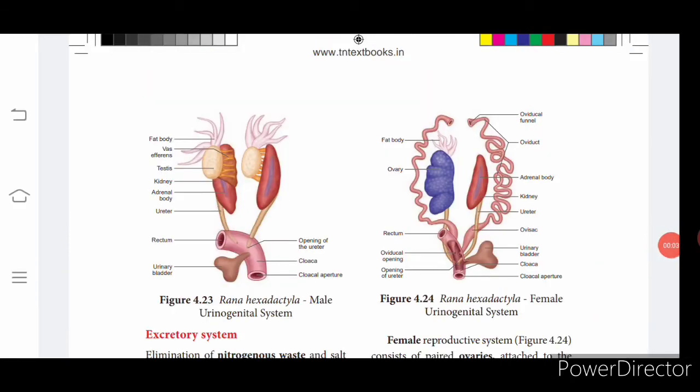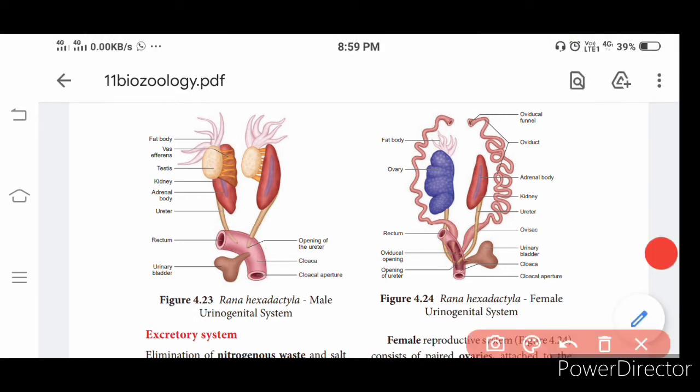In the case of frog, we have a structure attached to the kidney, the fat body. You can see much of the fat that is present above the kidney. Near the kidney there is the testis, and it continues with the vas deferens, a tube-like structure which carries the gametes, and they are released through the cloaca.